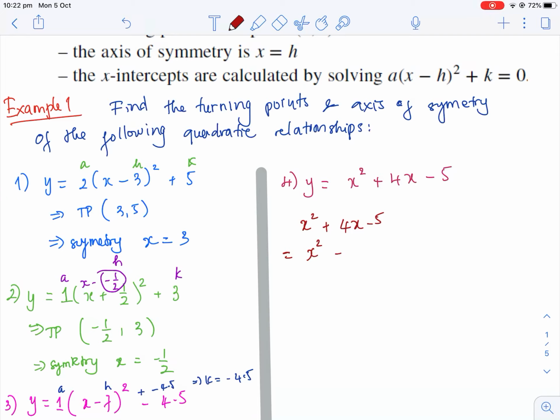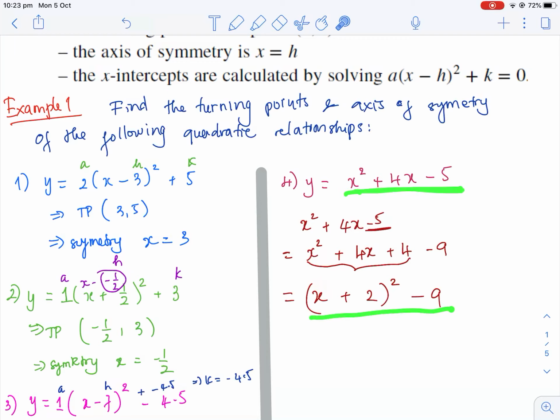I can split this expression: x squared plus 4x plus 4, and then the number 5, I split it into plus 4 and take away 9. Can you see here? Plus 4 and take away 9 equals negative 5. The 4x and x squared are exactly the same in both expressions. However, when I group these three together, what do I have? A perfect square: (x plus 2) squared and take away 9. So this expression has turned into this expression.